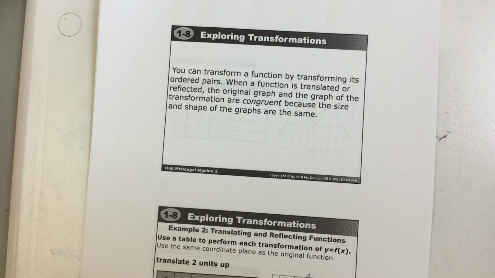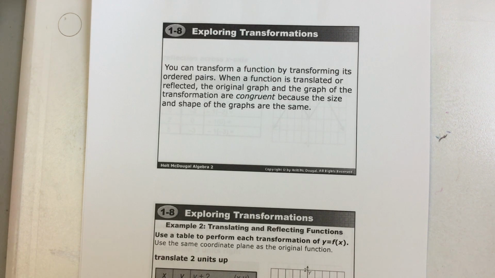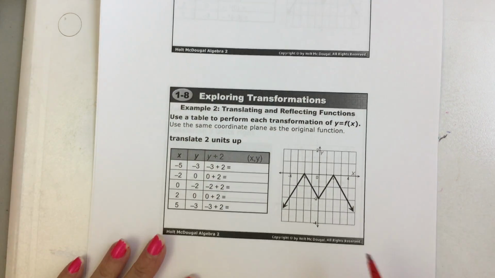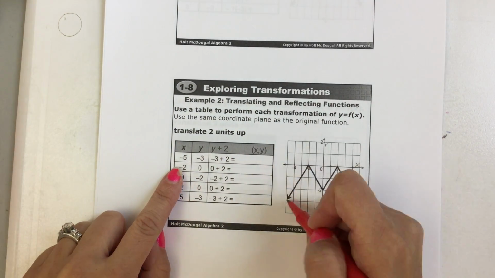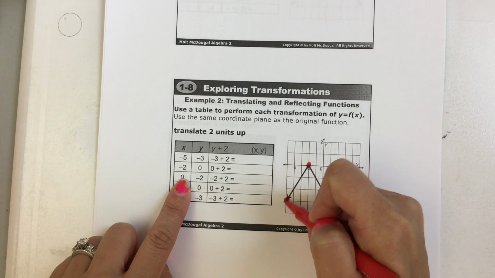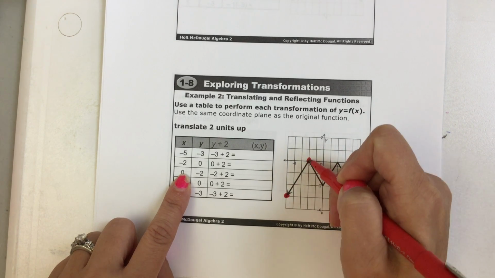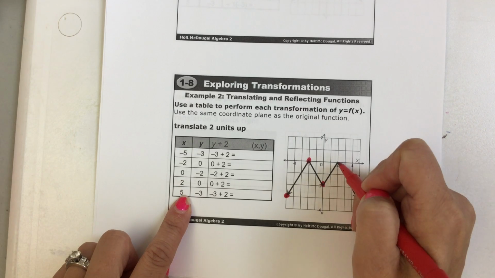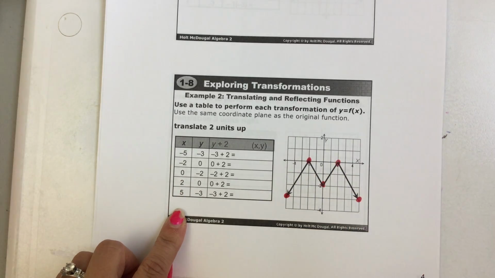Let's do some flipping. It says you can transform a function, so more than just 1 point. We started off with 1 point. We can transform a function by transforming its ordered pairs. So what you'll do is take the ordered pairs that create the figure, change them accordingly based off of the transformations that are occurring, and then plot the same points. So if I look here, the way that they got these ordered pairs, this is -5, -3. This is -2, 0. So those 2 points helped us to get that line right there. Then 0, 2 got us to here, 2, 0, and 5, -3.